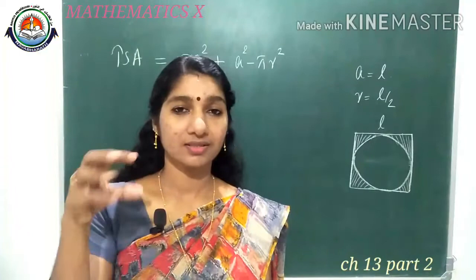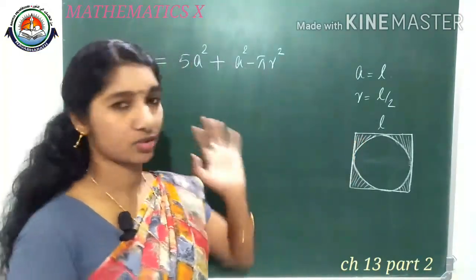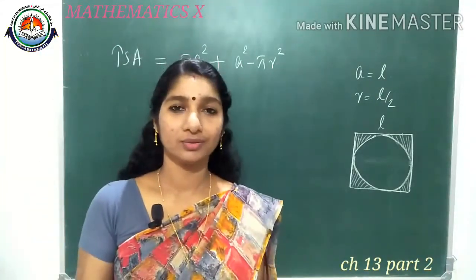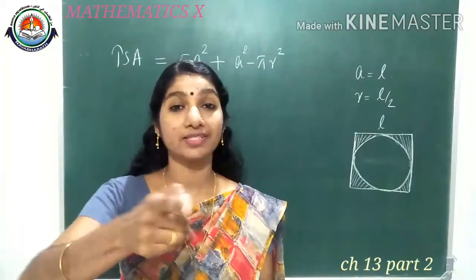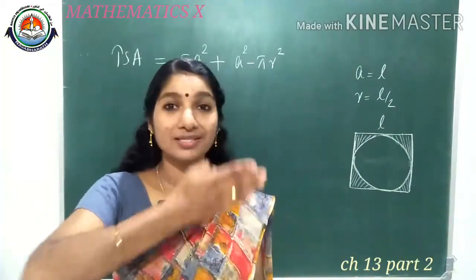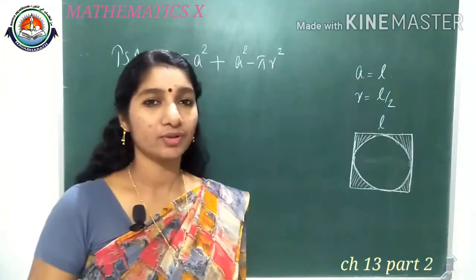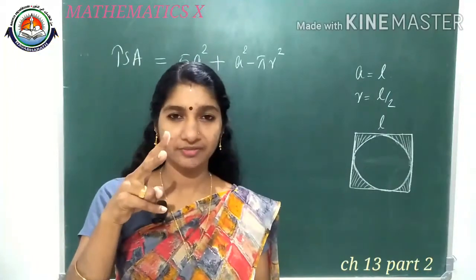So those four corners area will come a square minus pi r square. Correct. Now, is it over? Not over. We need to think about a new surface that is coming. Which is the new surface? The curved surface of the hemisphere is coming, isn't it? So we need to think about that surface also. That is one more surface, so we are getting three different types of surface.